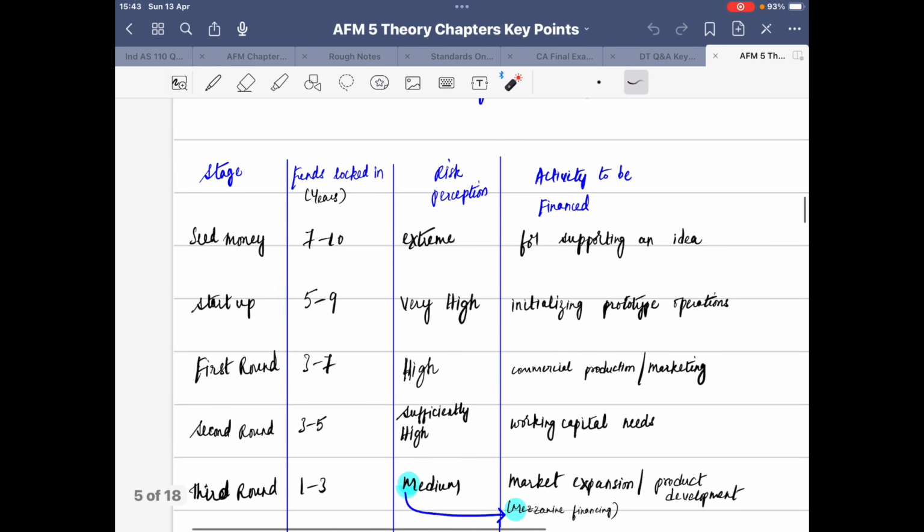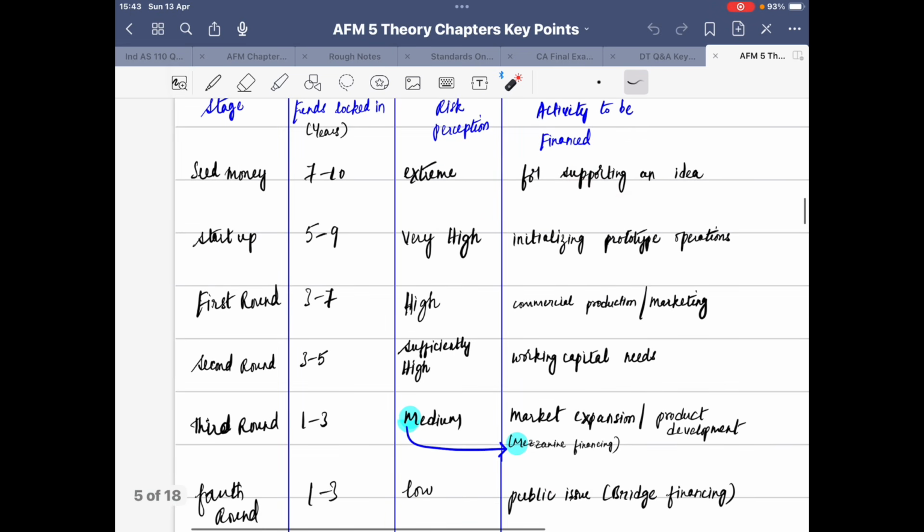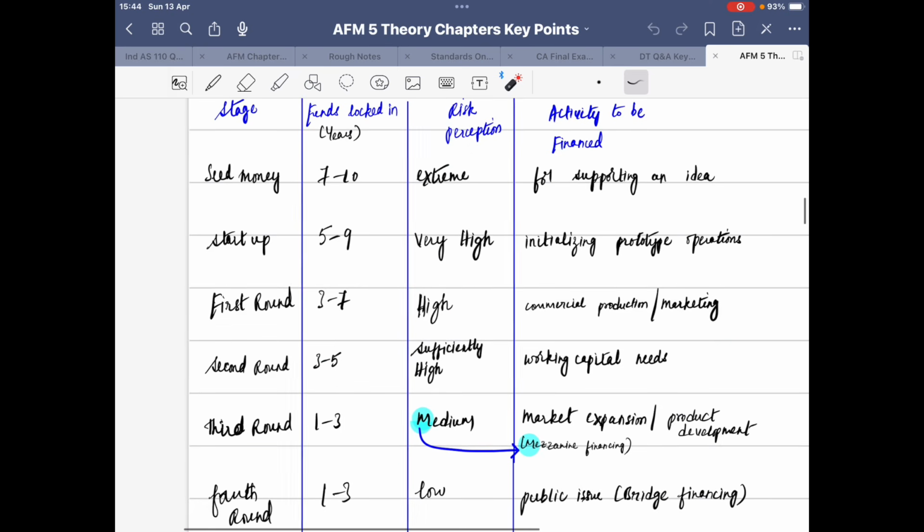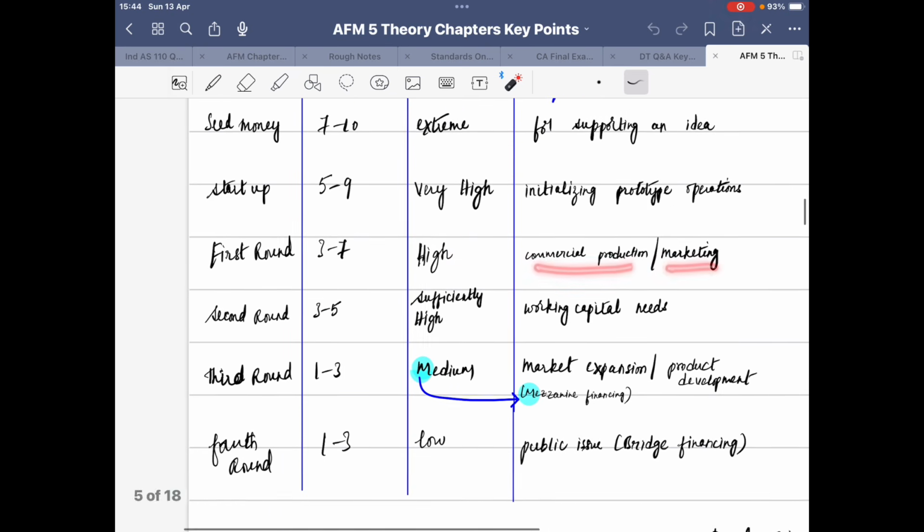Stage: funds locked in, risk perception and equity to be financed. Seed money, 7 to 10 years it is locked in and has extreme risk perception, and equity to be financed is supporting an idea. Startup, 5 to 9 years, very high risk perception, it is for initiating prototype operations. First round, 3 to 7 years, high risk perception, equity to be financed as commercial production or marketing.